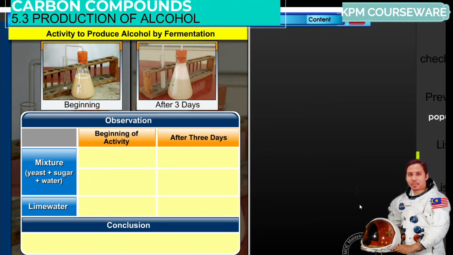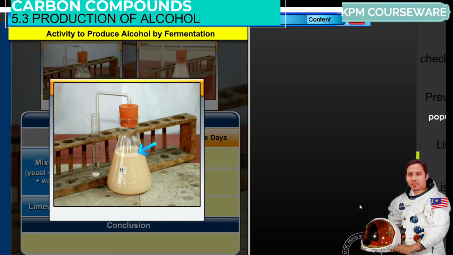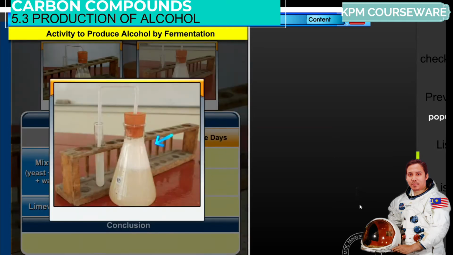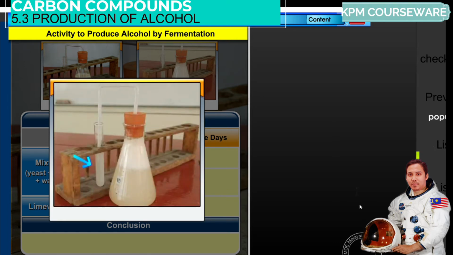In the beginning of the activity, there are bubbles in the mixture. The mixture does not have the smell of alcohol. The lime water is colorless. After 3 days, there are more bubbles in the mixture. The mixture has the smell of alcohol. The lime water has turned milky.